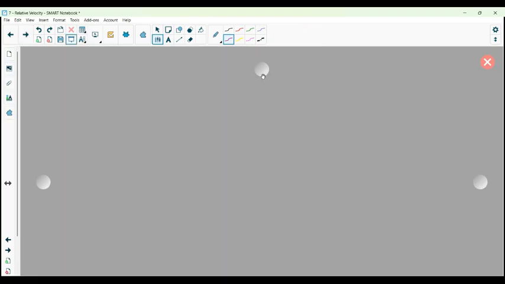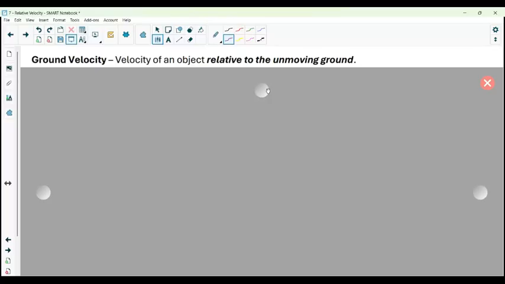Okay, let's just wrap our brains around the language a little bit, because this is the part that most students find they have trouble with. It is a bit tricky, so I'm going to try and give you some of the language that you're going to see in these problems and in your textbook. So first of all, I like to call it ground velocity because I find that makes it easy for me to understand. That's the velocity of an object relative to the unmoving ground.